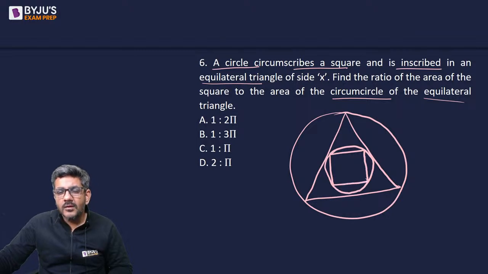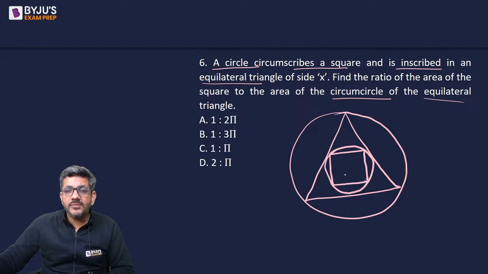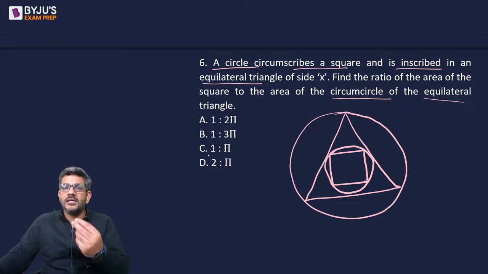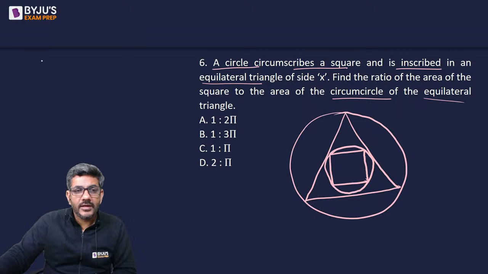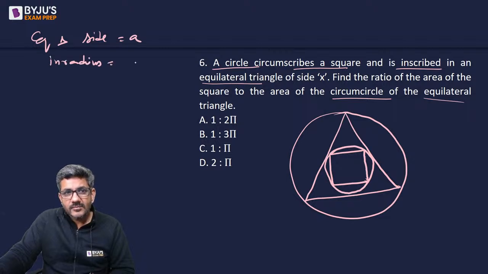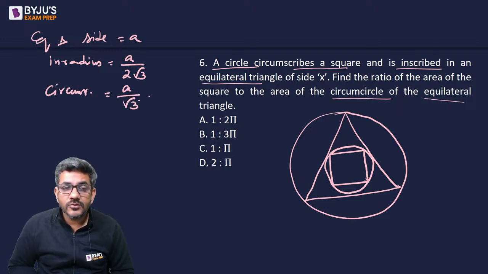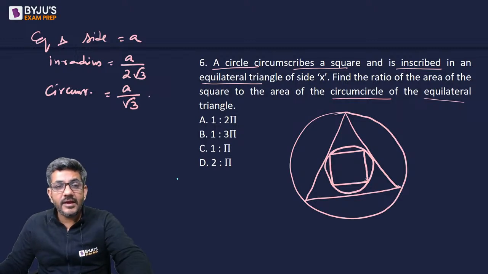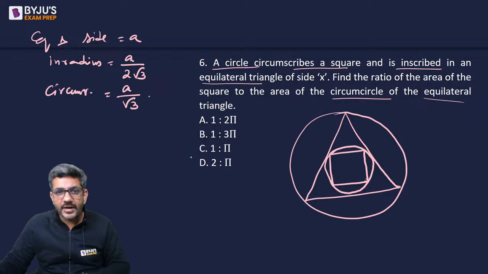Now here is a circle which circumscribes a square, and the circle is inscribed in an equilateral triangle, and the circumcircle of that equilateral triangle. There are two simple results being used over here. For an equilateral triangle with side A, inradius is equal to A divided by 2 root 3, and circumradius is equal to A divided by root 3. These are the two radii which are there.